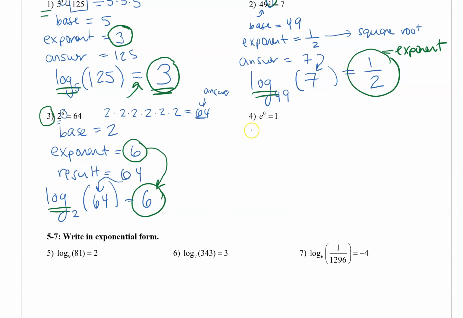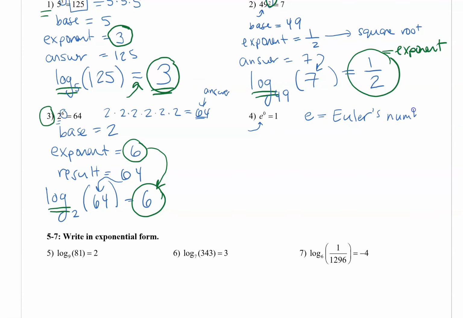Now in example 4, you might be wondering what this letter is. E is another example of when we use a letter to represent an irrational number. E is actually known as Euler's number. Of course, you pronounce it Euler, but it's spelled E-U-L-E-R.